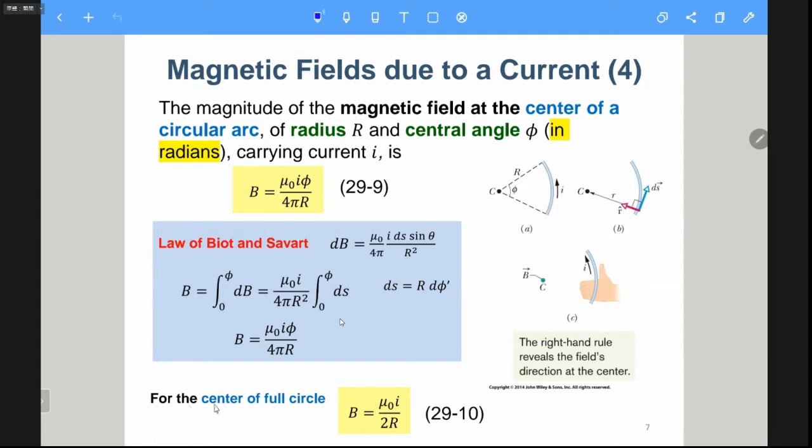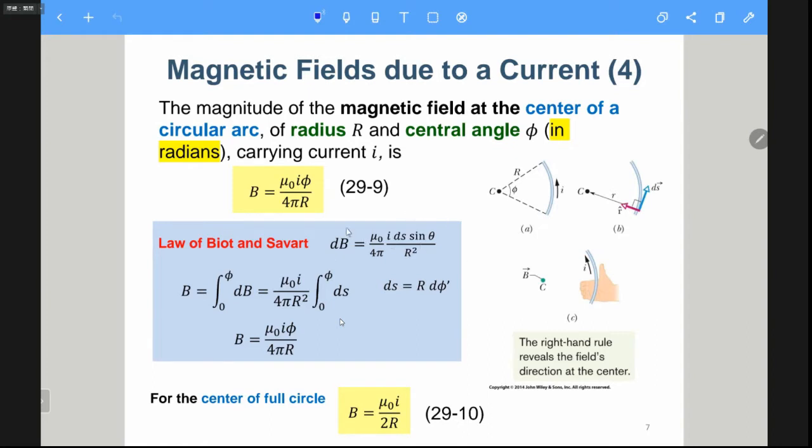And for the, if the wire is a whole circle, the magnetic field generated at the center will be like this, mu naught I over 2r. So without the pi. So let's see how we can derive 29.9.